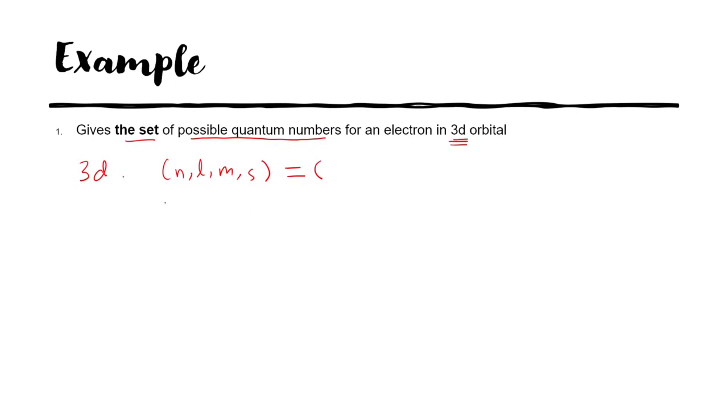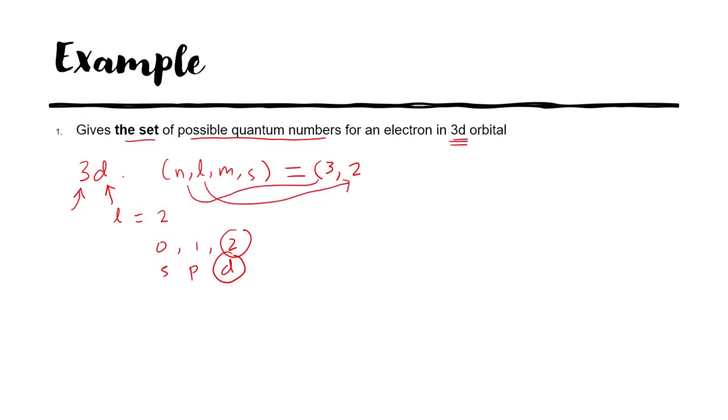So what can we say from here? We know it is N equals 3. It is at orbit 3. It is D. D means that L equals 2. Is it correct? Let me just write down again: 0, 1, 2, S, P, D. So D is 2. Correct. So your L here is 2, and your N, the orbit, is 3.